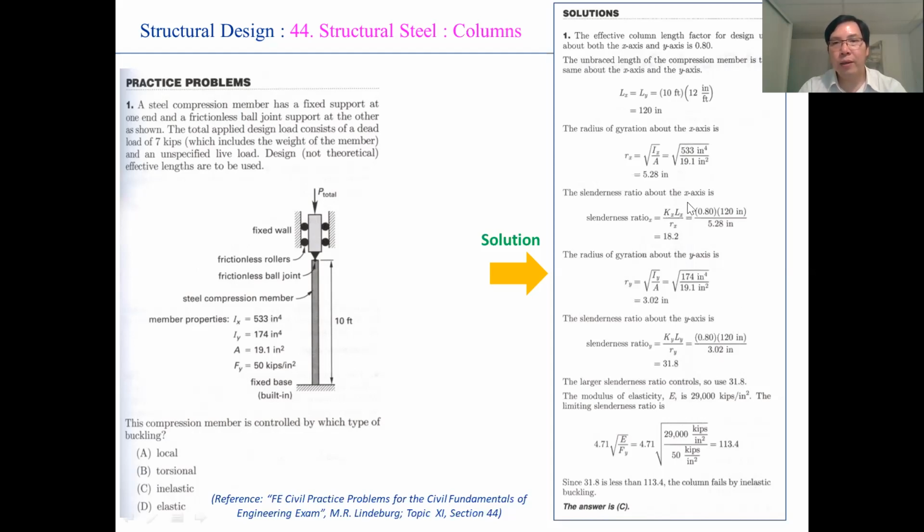After that, you can calculate the slenderness ratio about the x-axis by this equation. And after, you can calculate the radius of gyration about the y-axis by this equation. And after, you can calculate the slenderness ratio about the y-axis by this equation.